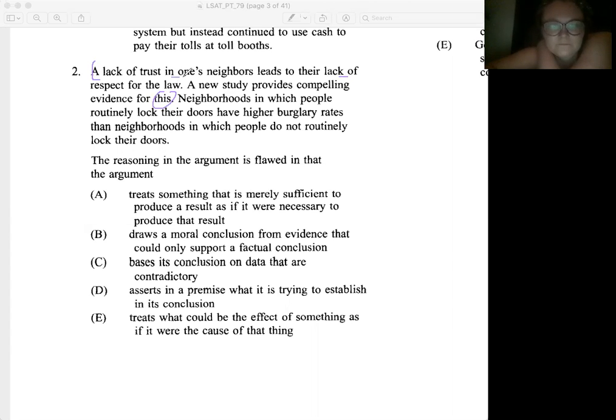Neighborhoods in which people routinely lock their doors have higher burglary rates than neighbors in which people do not routinely lock their doors. All right, is this an argument or a set of facts? It's an argument, and this first sentence is going to be our conclusion because this author is using the rest of all of this to support it.